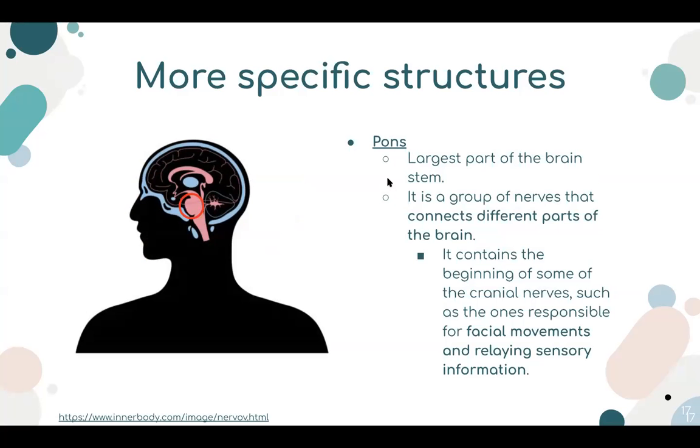Finally, some more specific structures include the pons, which is the largest part of the brainstem. The brainstem connects your brain to the spinal cord and is probably one of the most important regions of your brain. The pons is a group of nerves that connects different parts of the brain. Like I said earlier, it also connects your brain to the spinal cord, and it also contains the beginning of some cranial nerves, or the nerves on your face, such as the ones responsible for facial movements and relaying sensory information.